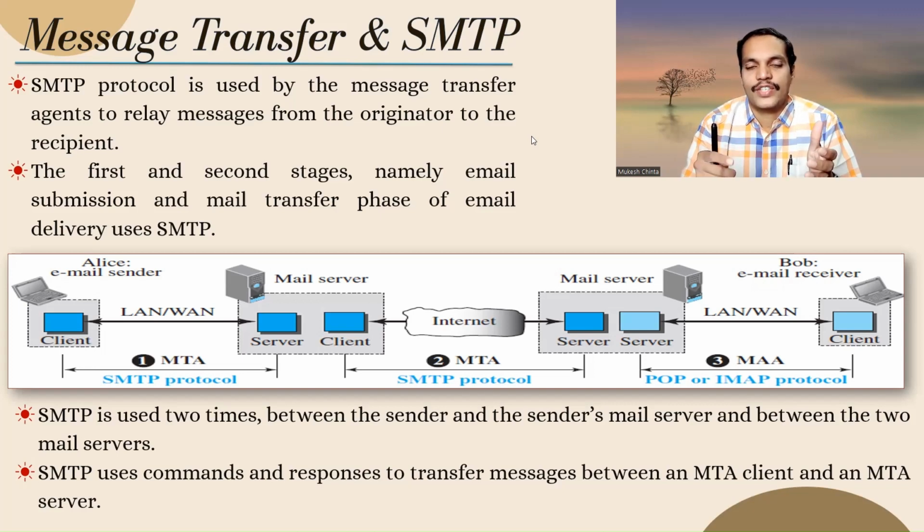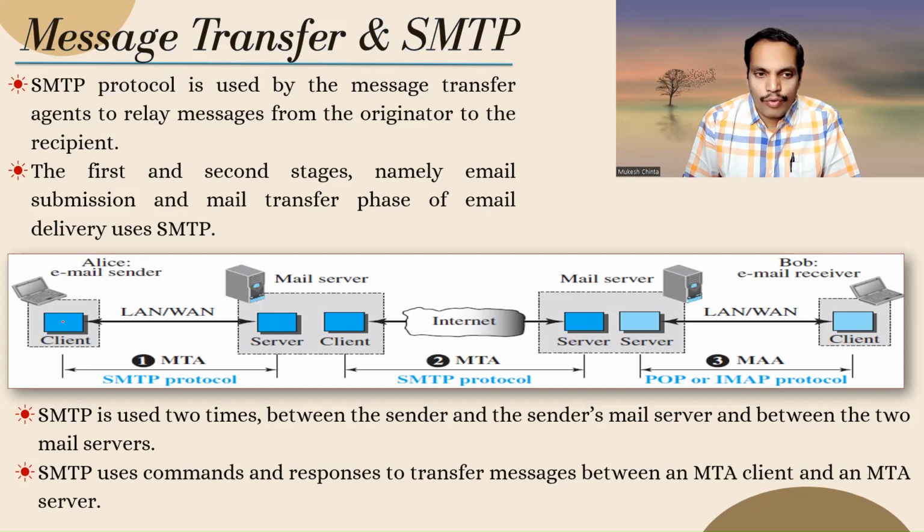message transfer. It simply says how SMTP transfers an email from the source machine to the destination machine. So let me give a little recap of the architecture of email that we studied earlier. The SMTP protocol is used by the message transfer agents to relay messages from the originator to the recipient. The first and second stages, namely email submission and the mail transfer phase of email delivery, use SMTP.